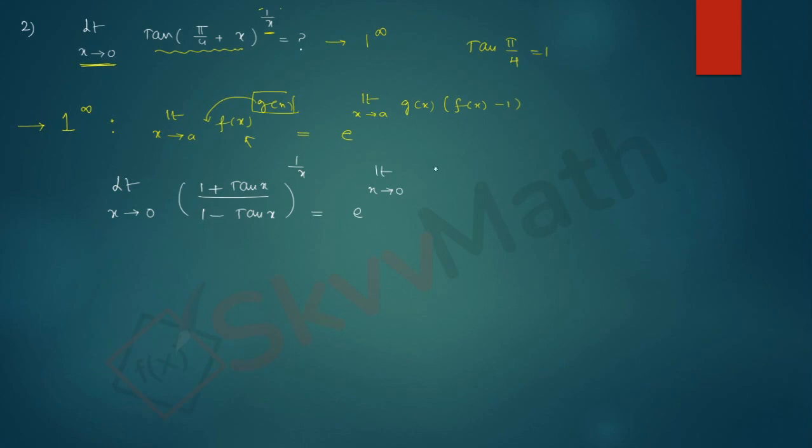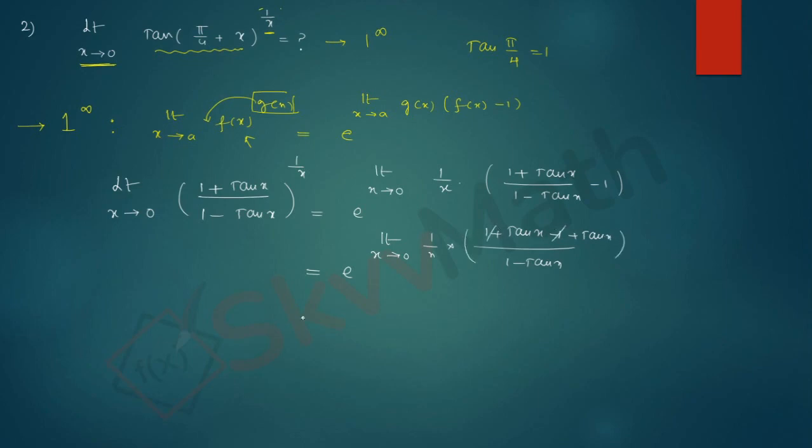Now this can be written as e to the power of limit x tends to 0. Bring the power function down. So 1 by x into 1 plus tan x by 1 minus tan x, from which you have to subtract 1. Right? So it's a standard method. This is equal to e to the power of limit x tends to 0, 1 by x. So if you take LCM here, what is that? 1 minus tan x. What you get in the numerator? 1 plus tan x minus 1 plus tan x. So here minus 1 plus 1 cancel.